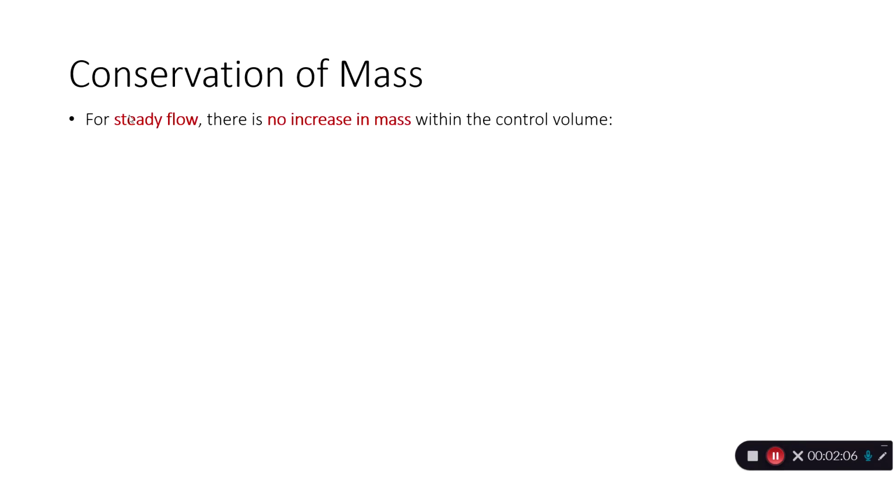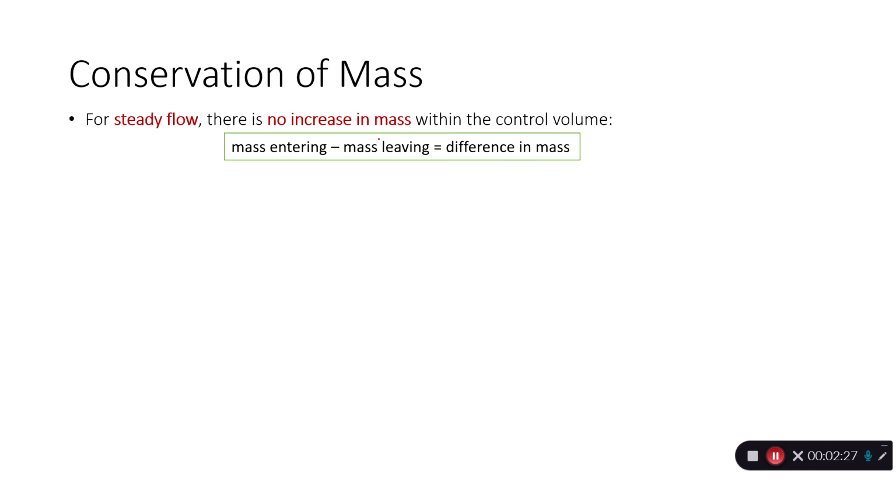Okay, for a steady flow, remember steady flow is when things are constant over time. There is no increase in mass within the control volume, because everything is constant over time. So mass entering minus mass leaving equals the difference in mass. We saw this in the previous slide.